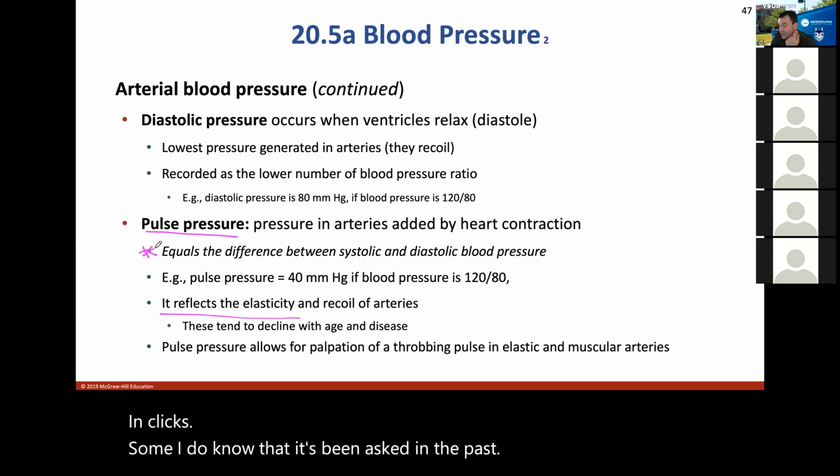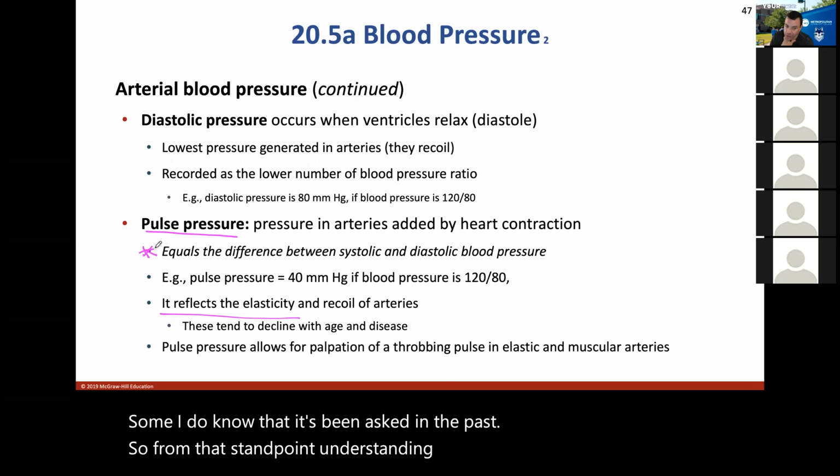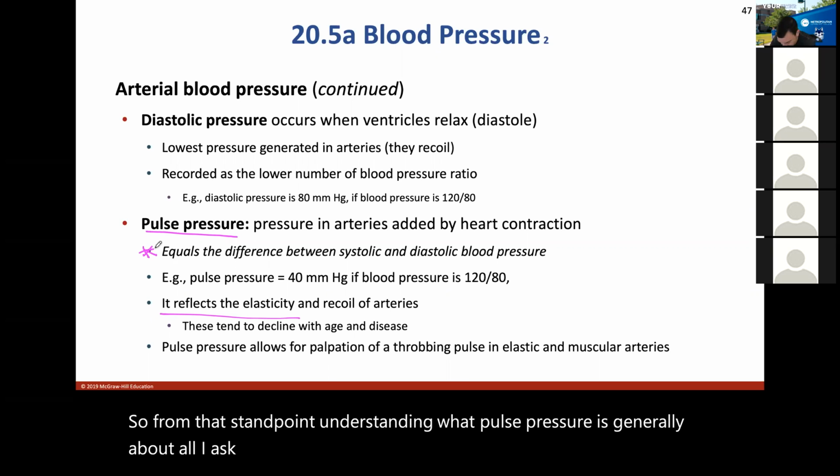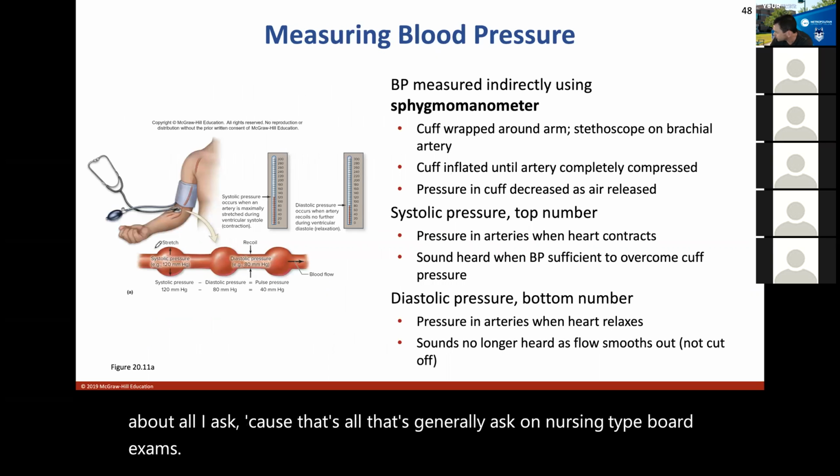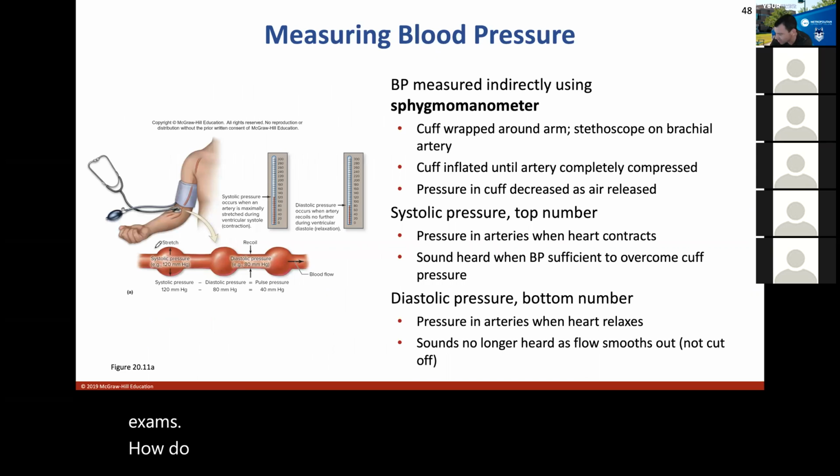So from that standpoint, understanding what pulse pressure is generally about all I ask, okay? Because that's all that's generally asked on nursing type board exams. How do you measure blood pressure? You know it. A sphygmomanometer there, listening to the different Korotkoff sounds.